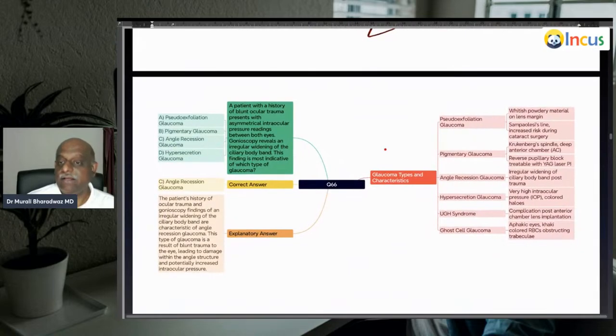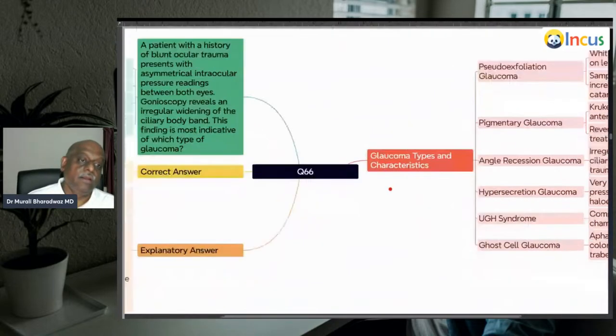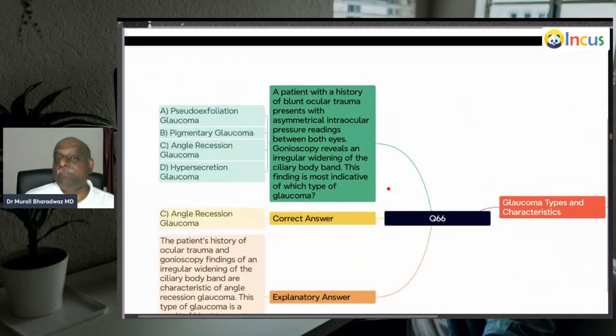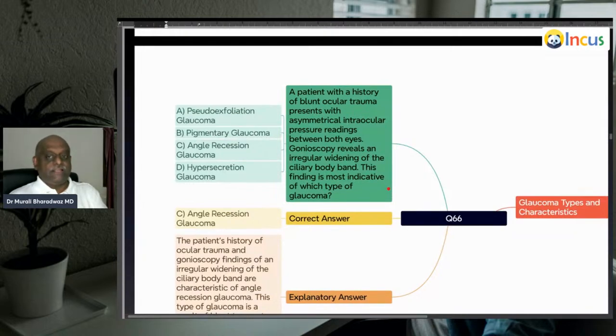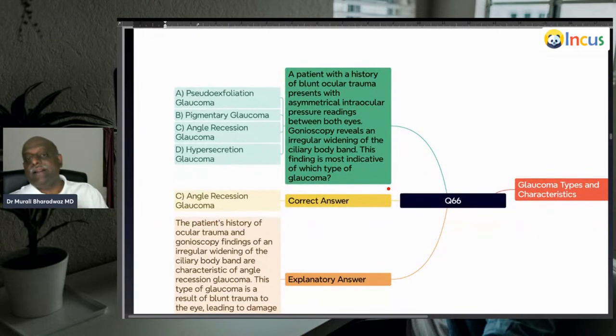Right now, a patient with history of blunt ocular trauma presents with asymmetrical intraocular pressure readings between two eyes. Gonioscopy reveals irregular widening of the ciliary body. This is indicative of which type of glaucoma? Is a very important question. Right, doctor? Which type of glaucoma?